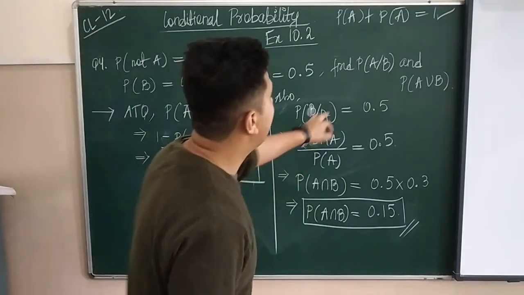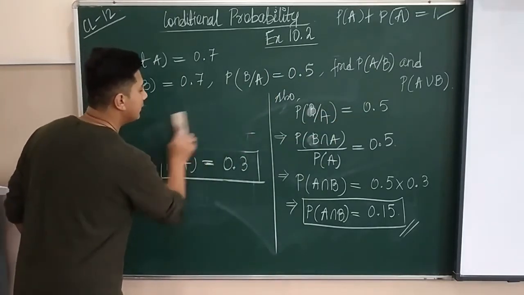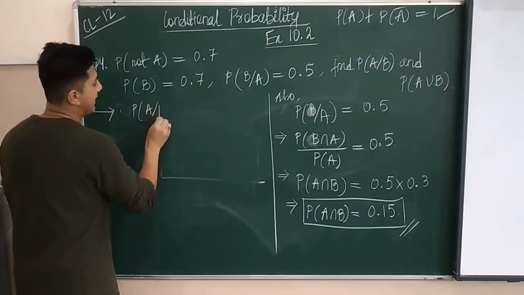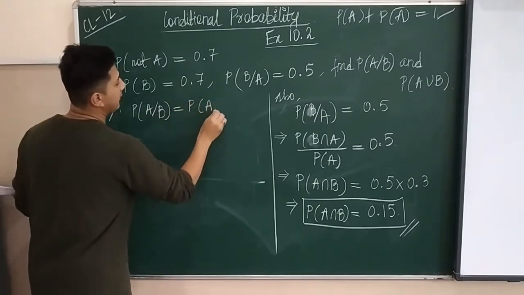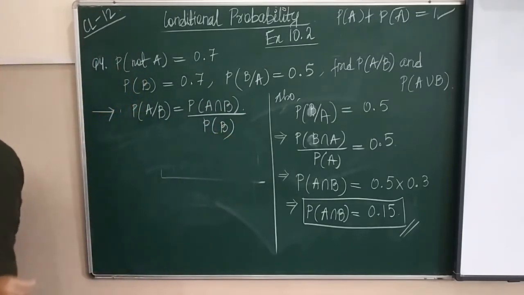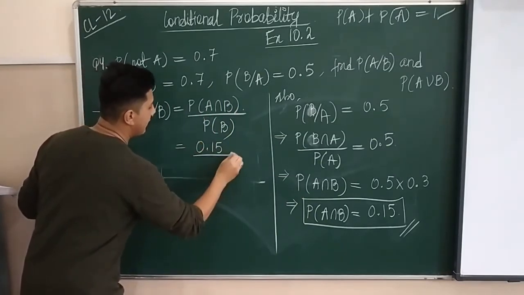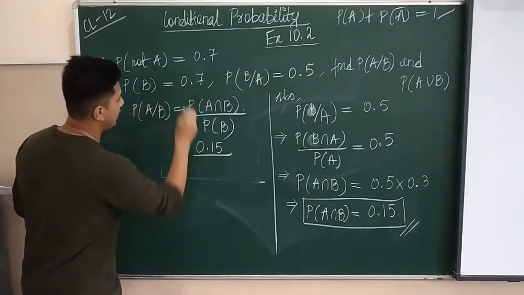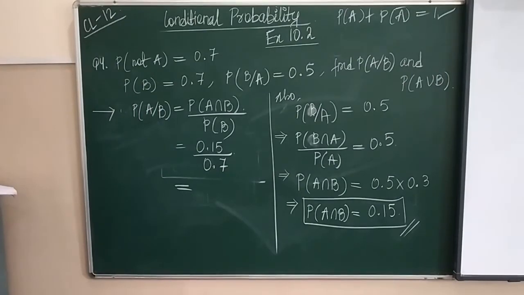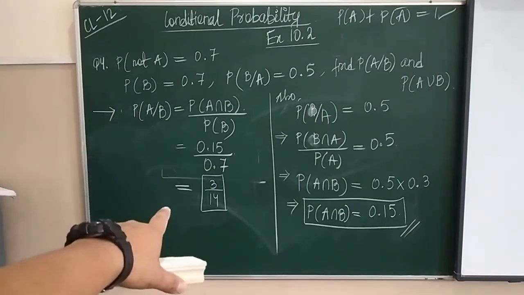Okay, but I need to find the value for P(A given B). Therefore, probability of A given B is probability of A intersection B divided by probability of B. A intersection B is 0.15, and probability of B is 0.7. So please do calculate this. How much is 0.15 divided by 0.7? When you calculate this, you'll get A given B as 3/14.